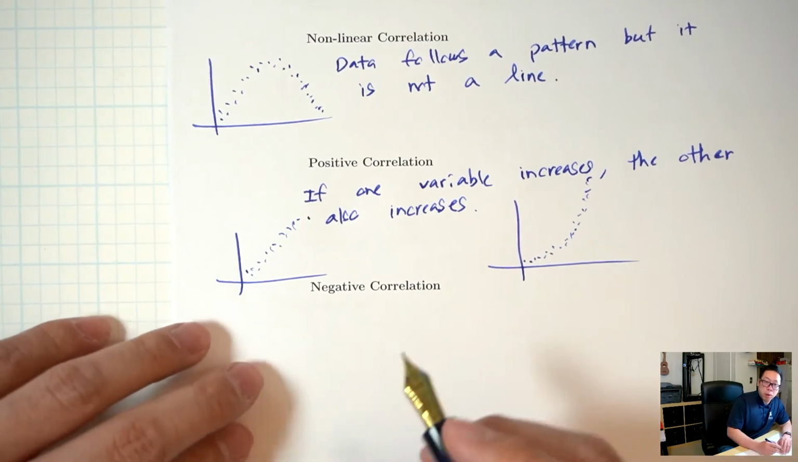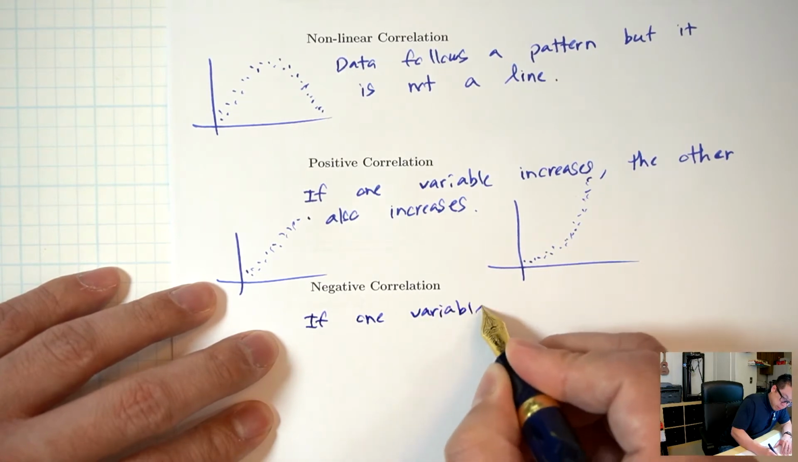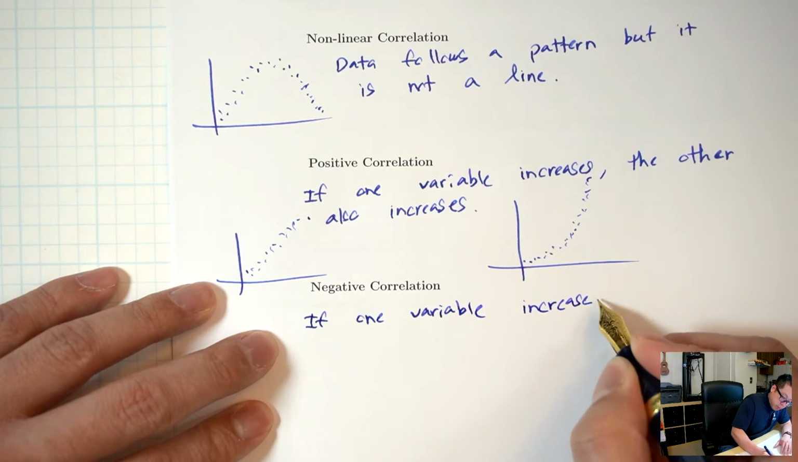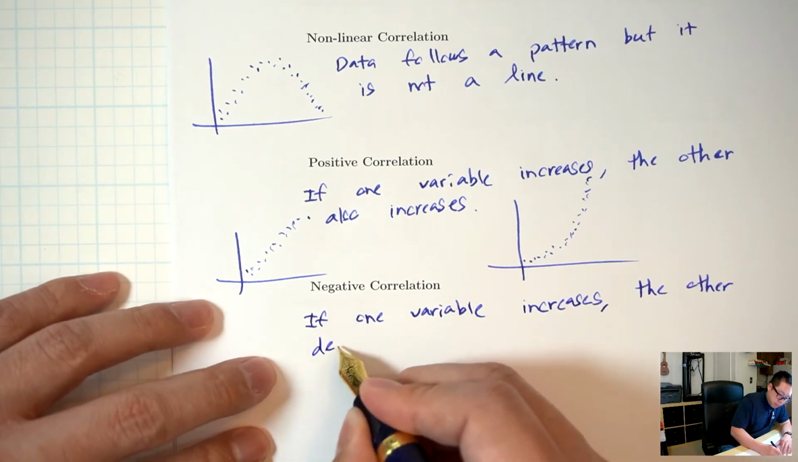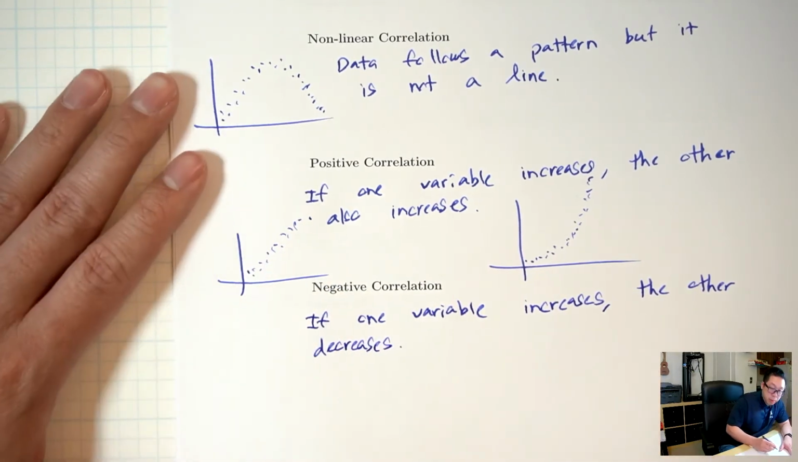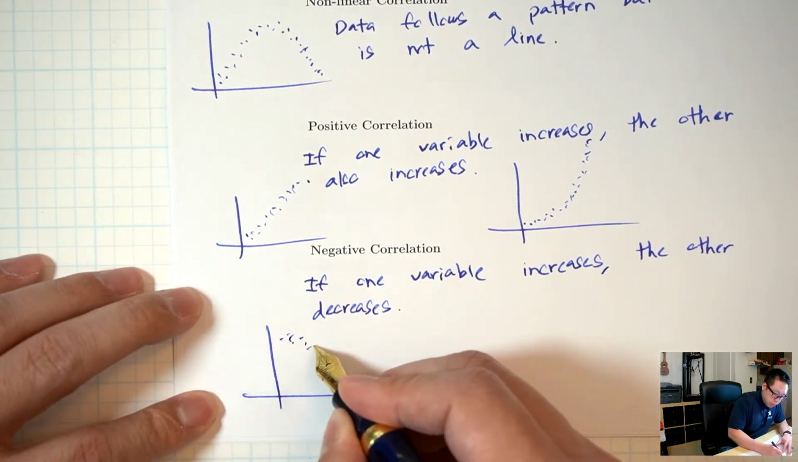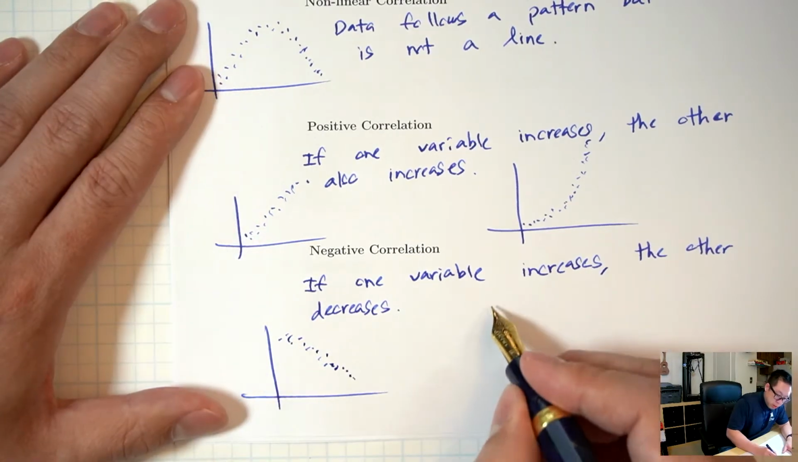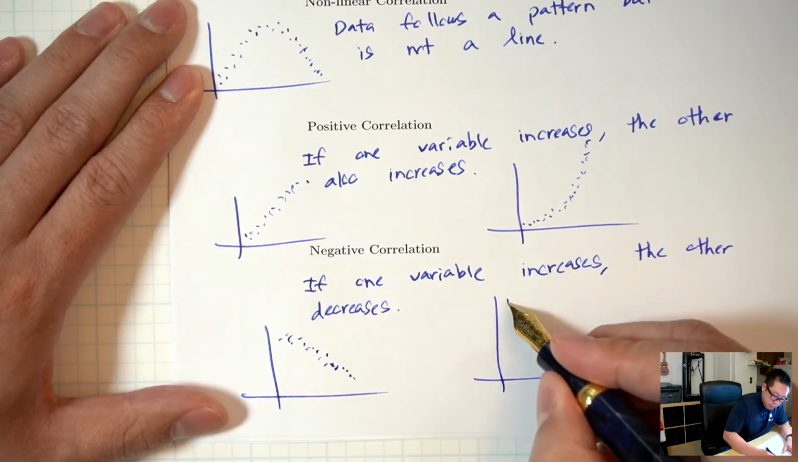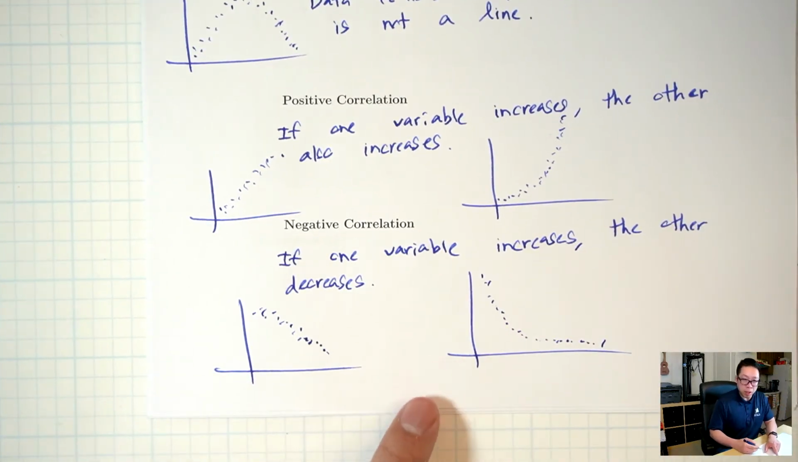Negative correlation means that if one variable increases, the other decreases. Okay, some pictures here. Graphically, a negative correlation just means that your graph goes downward from left to right. Okay, that's a negative correlation that's linear. And that's a negative correlation that's nonlinear.